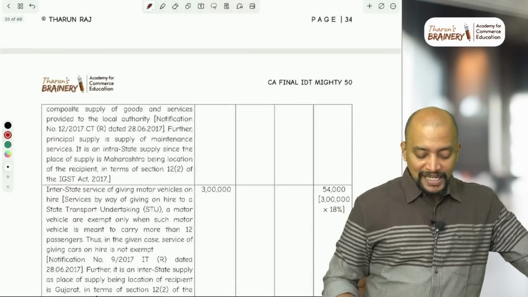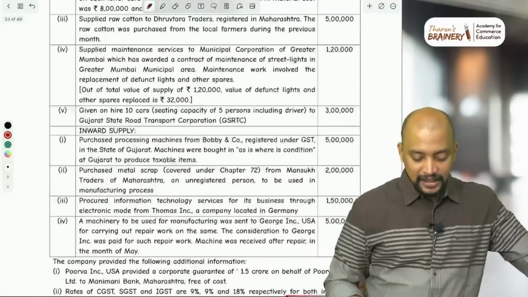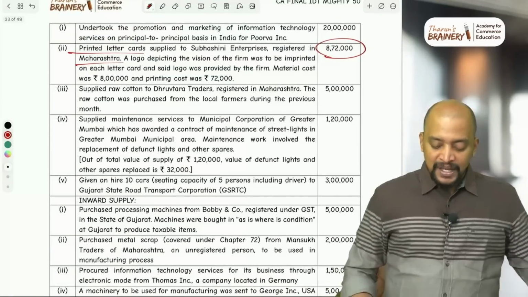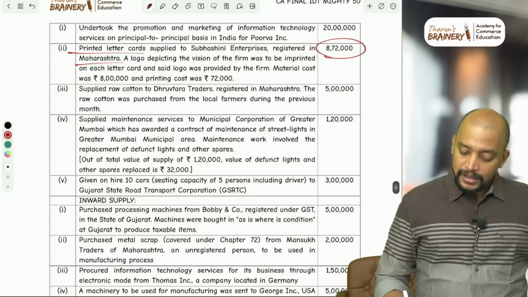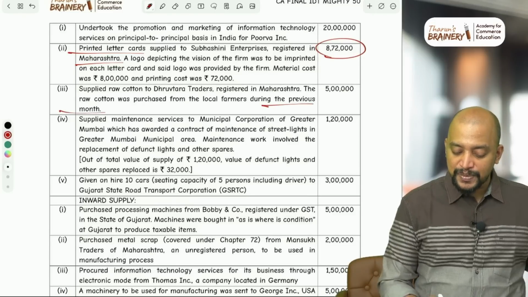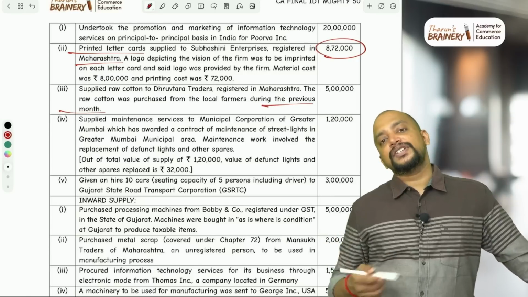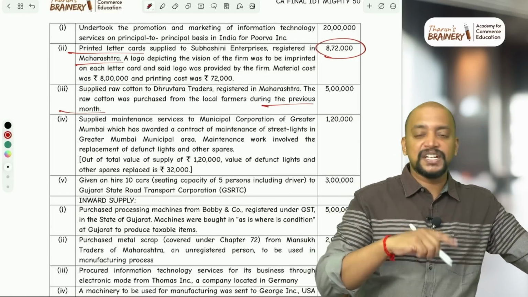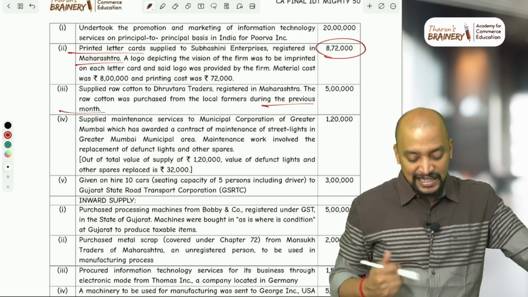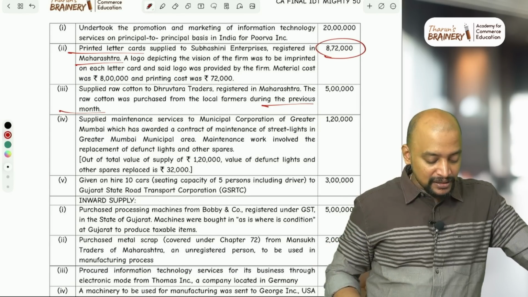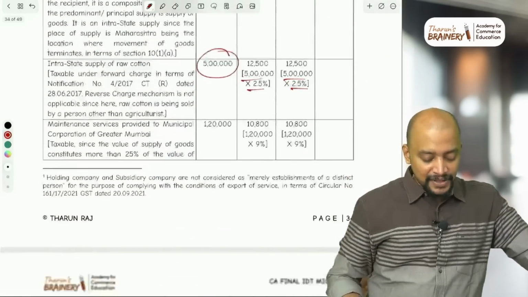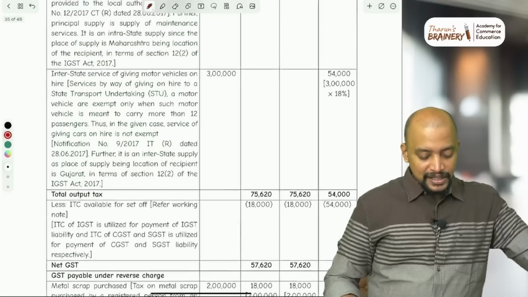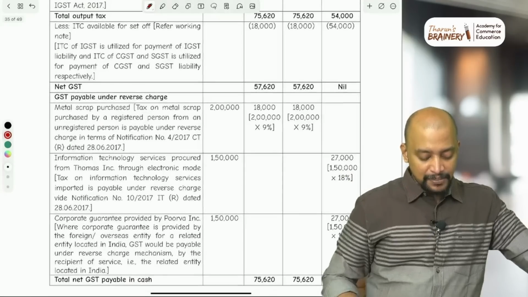And they are also purchasing it from the farmers, like that one line is given. So local farmers during the previous month, not in the current month. So therefore this will not be applicable as inward supply for the current month. This will become inward supply of the previous month, on which they need to pay GST under RCM. So don't take it for the current month. So it will not come under inward supply now. Okay, it will not come under anywhere in inward supply.